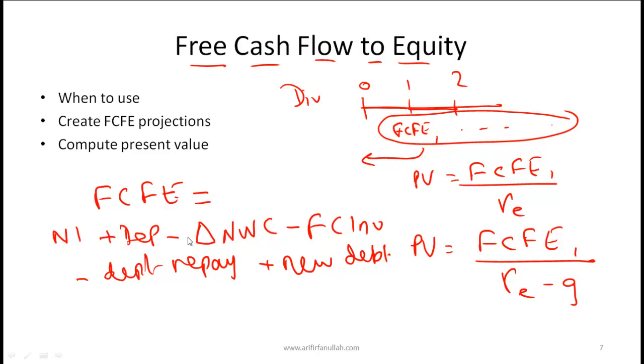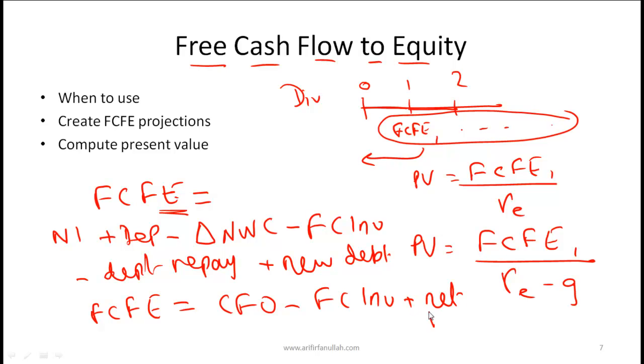So this is the free cash flow available to the equity holders. You project this into the future and calculate the present value. That gives you the value of equity. A shorter way of calculating free cash flow to equity, if you have the cash flow from operations, is simply your cash flow from operations minus your fixed capital investments plus your net borrowing. So this should be a refresher for you, because you've already studied this in your financial reporting and analysis segment.